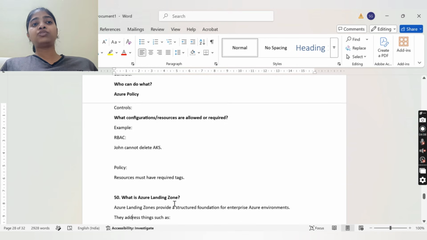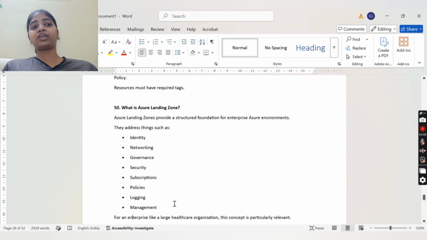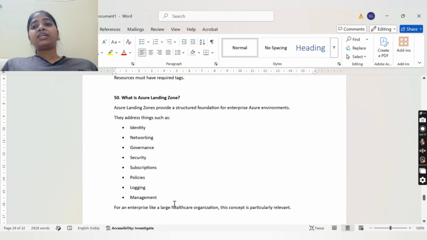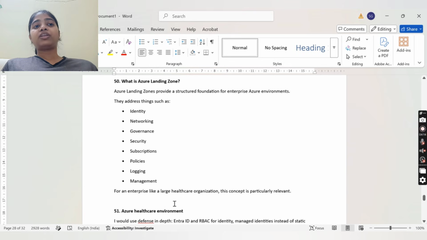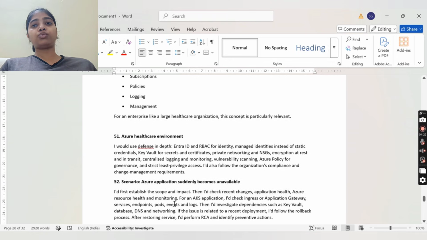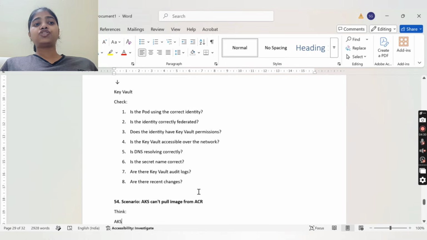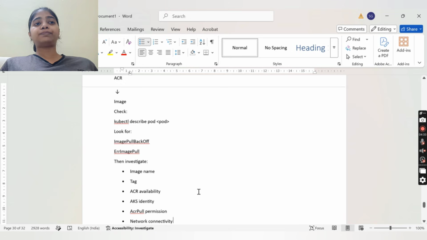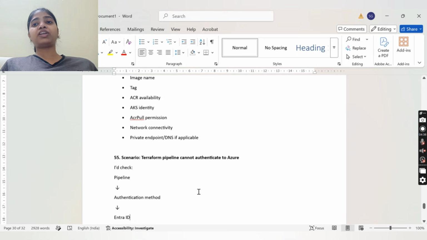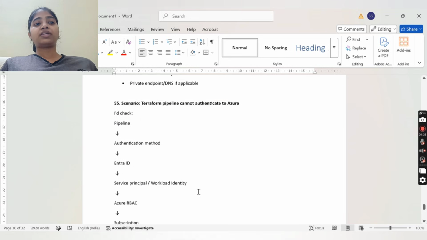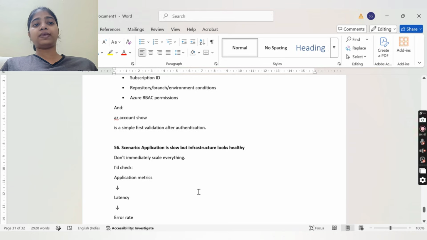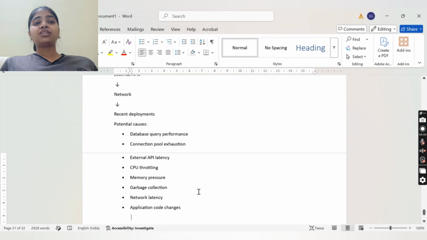What is an Azure landing zone? They address things such as identity, networking, governance. For an enterprise like a large healthcare organization, the concept is particularly relevant when we are designing our enterprise environment. Azure healthcare environment, how to design it. Scenarios: the application suddenly becomes unavailable, cannot access Key Vault, cannot pull image, Terraform pipeline cannot authenticate to Azure, and the application is slow but infrastructure looks healthy. How will we handle these? These are all the questions.